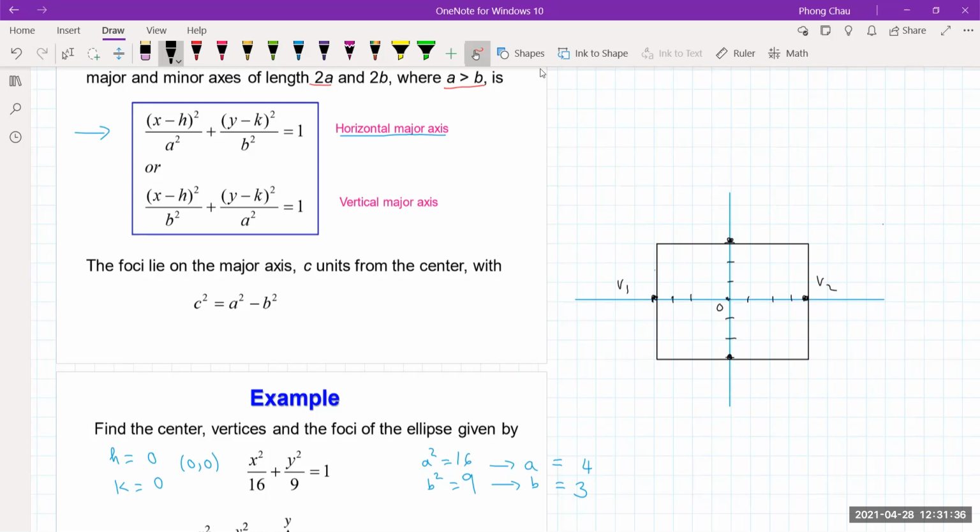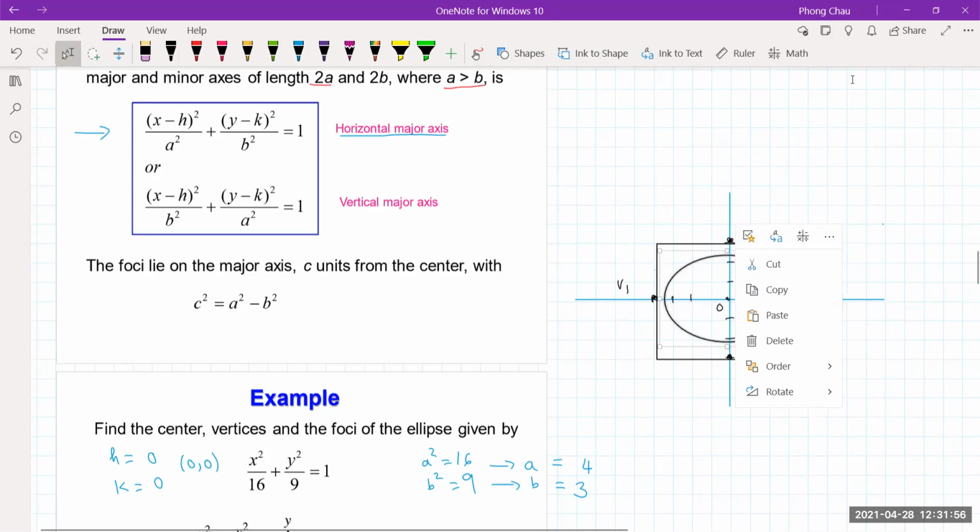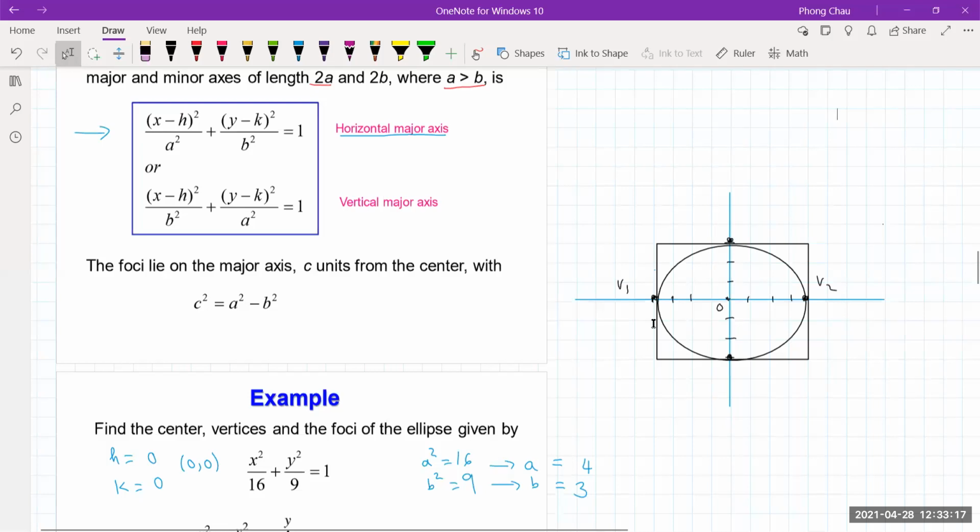Okay. So let me try. Let me see if I can use the tool here to draw it much better. So see, I have this ellipse here. It goes through the 4 points that I just plotted, right? So that is the graph of the ellipse.